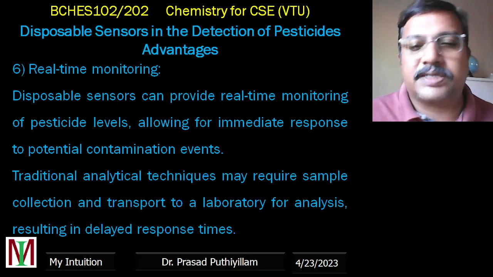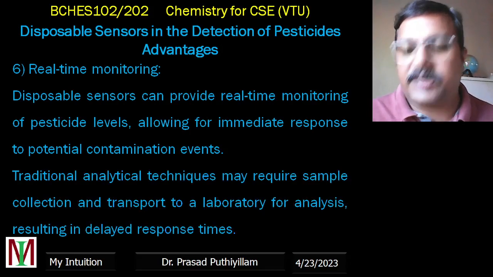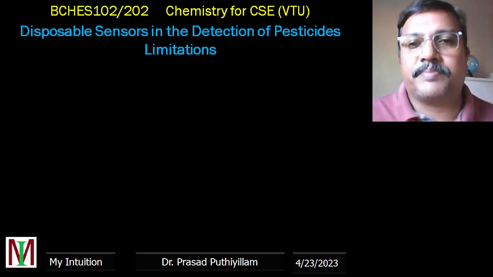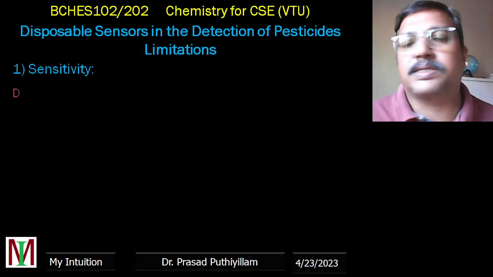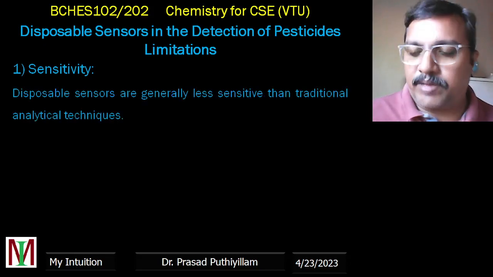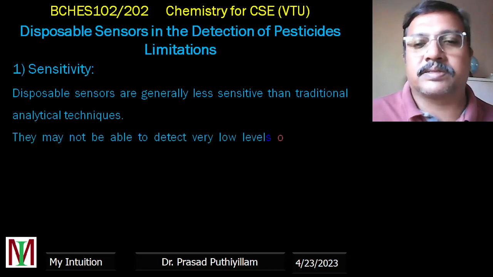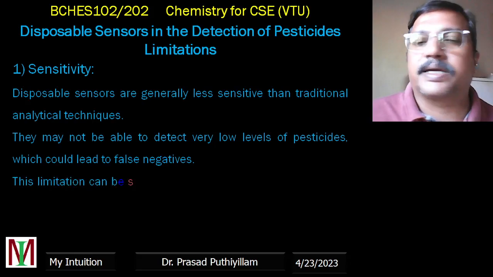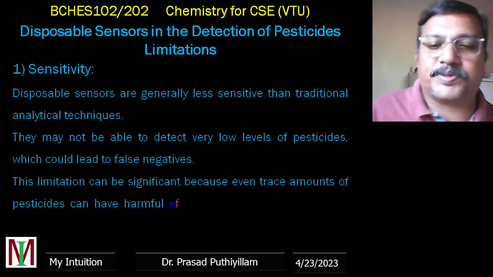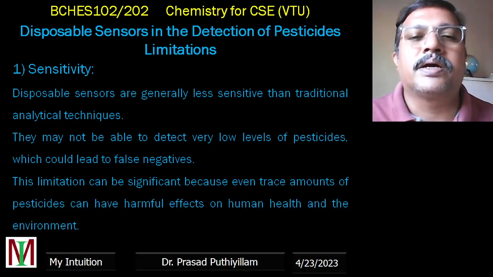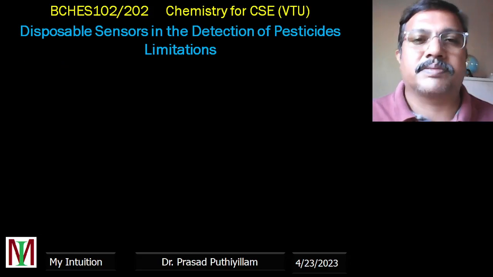The traditional method needs collection of the sample and transport to the laboratory, which gives a delayed response time. Limitations: it also has some limitations. Sensitivity: compared to traditional techniques, we may not get highly sensitive results. Accuracy issues are there; false negative or false positive results are also possible. Therefore, we have to compare with the normal traditional techniques also.